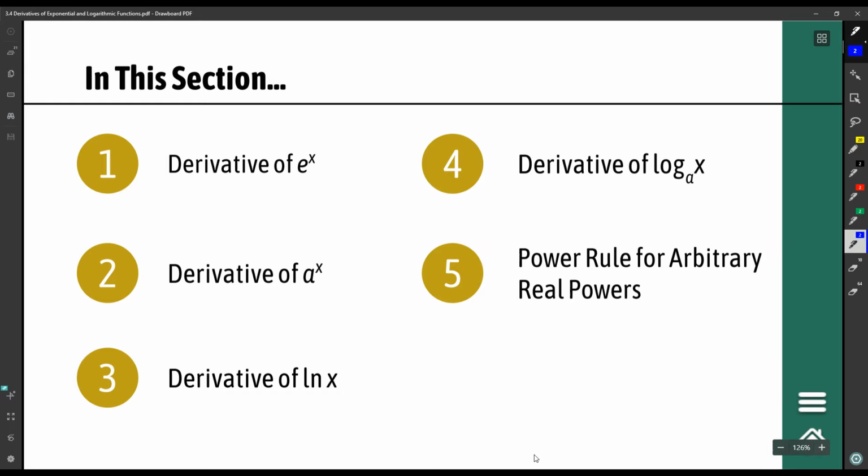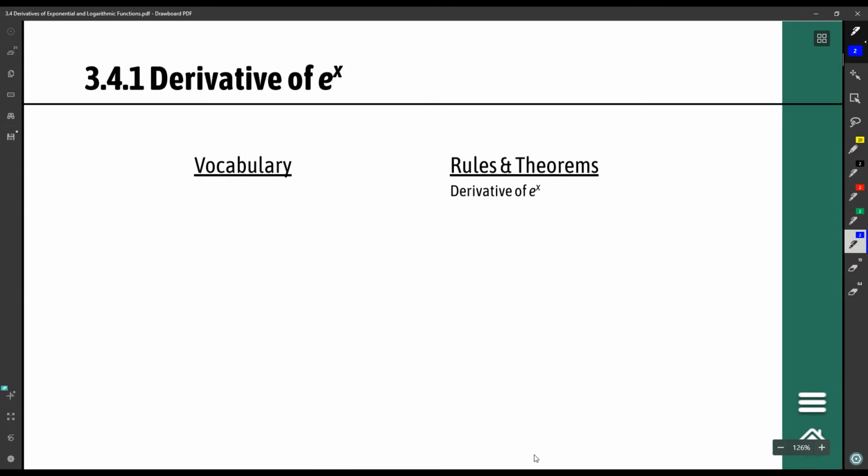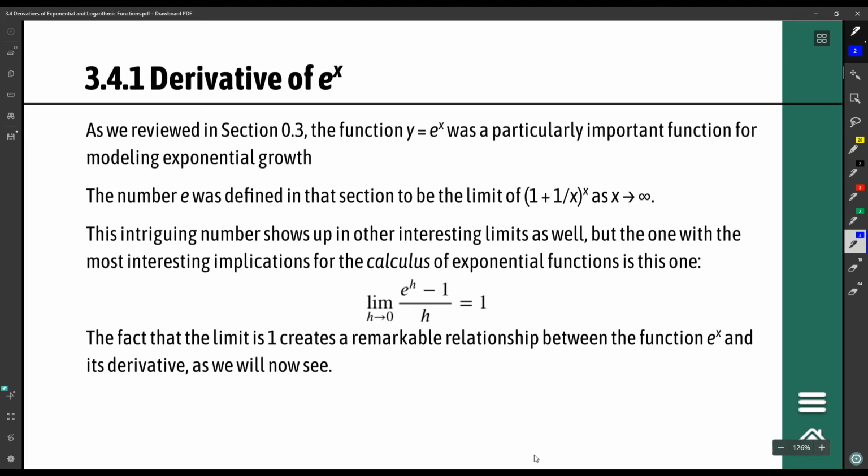But we're beginning this video with the derivative of e to the x. So there's only going to be that rule, no new vocabulary in this section, and let's get started with this. Way back in chapter 0, our review chapter, we looked at y equals e to the x, and we said this function has so much use in modeling exponential growth, and it's going to be a big one for us here in calculus. So first of all, let's talk about the number e.